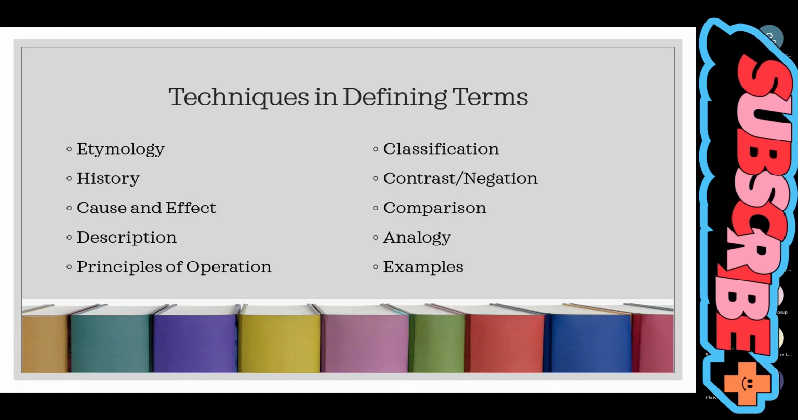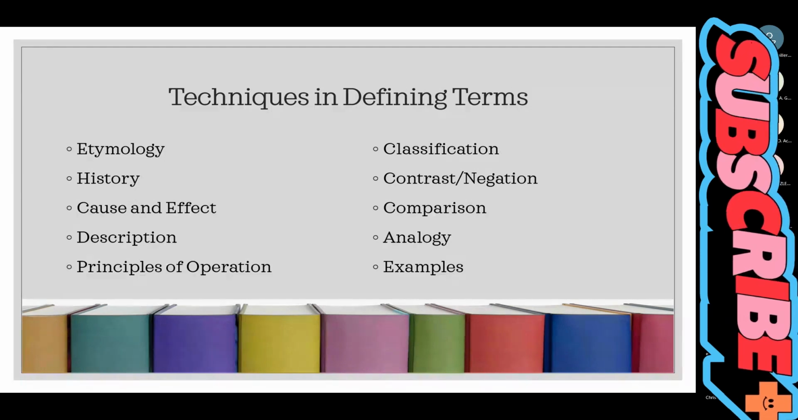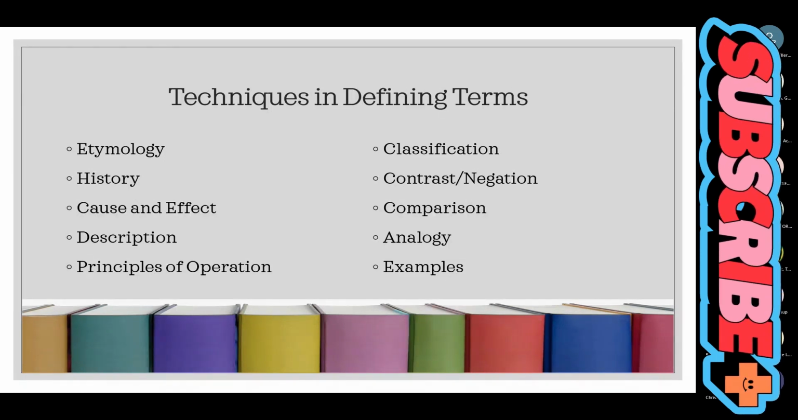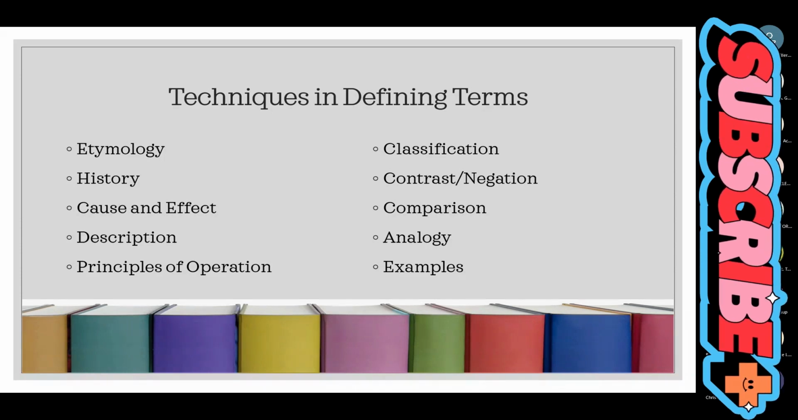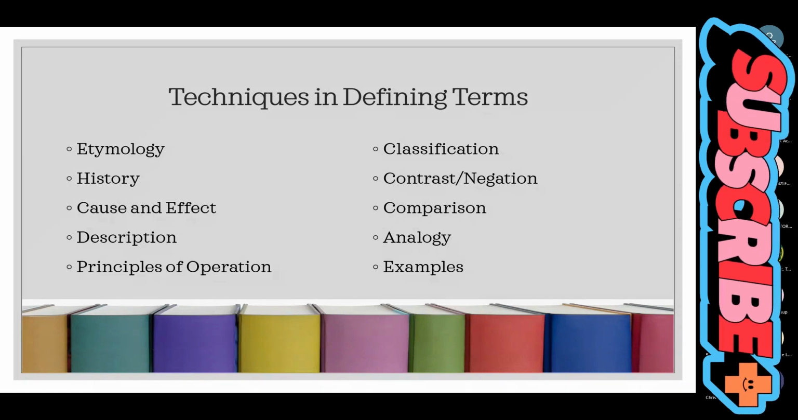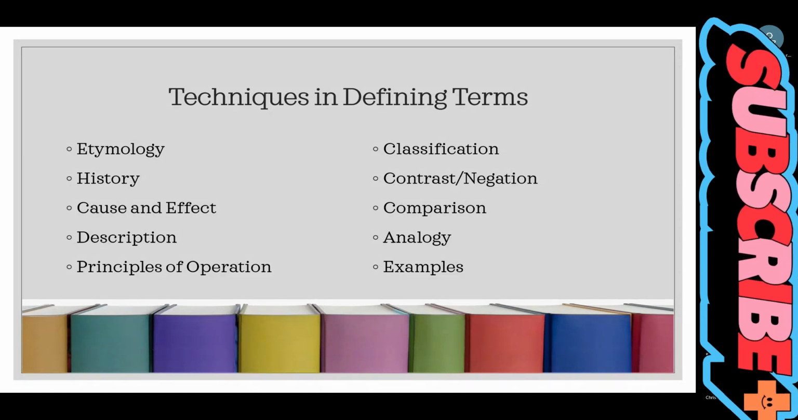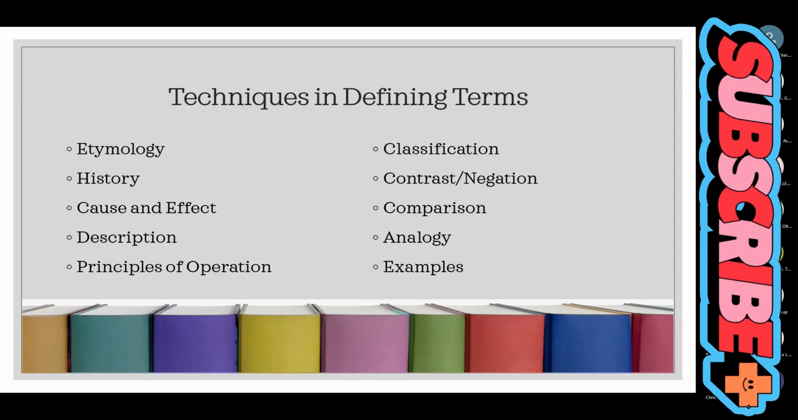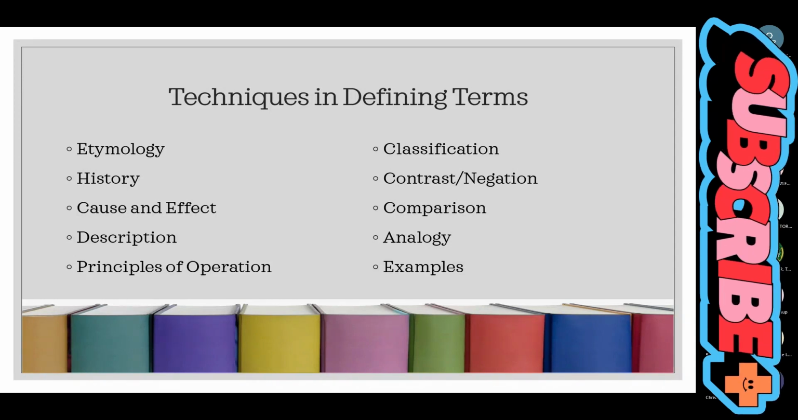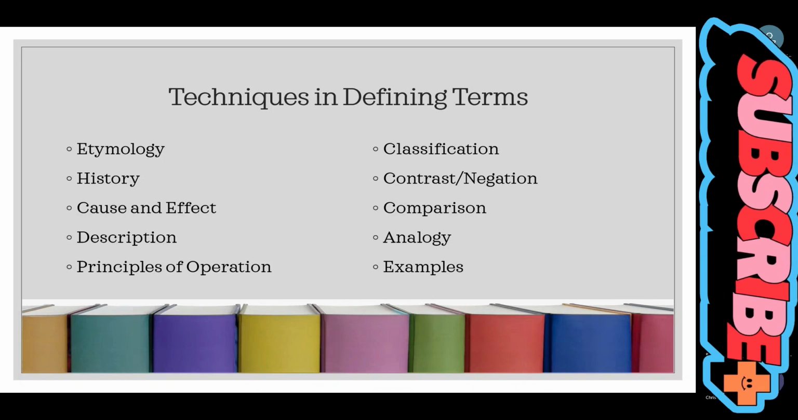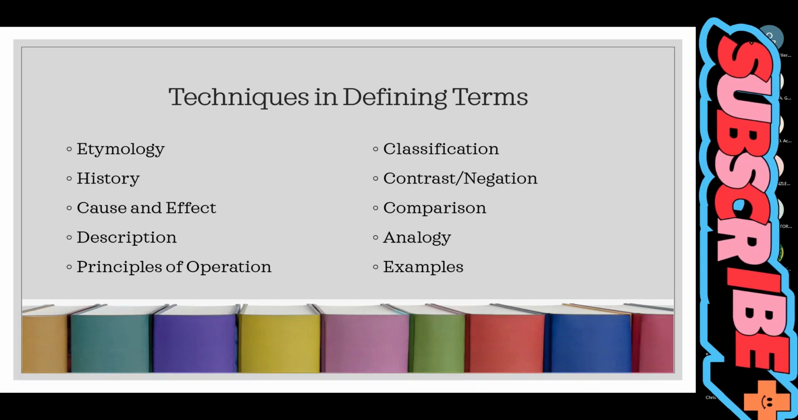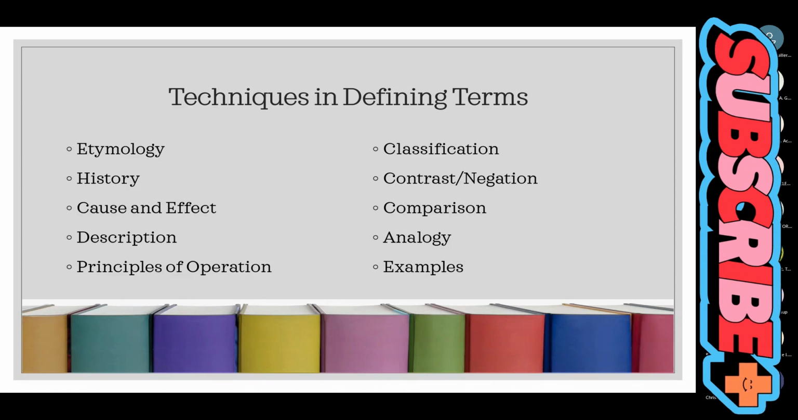And then we have classification. Here in classification, you show how the topic fits into a larger category. Next one is contrast and negation. It shows how the topic differs from the others in the same class. Then we have comparison. When you say comparison, it shows how the topic is similar to others in the class.